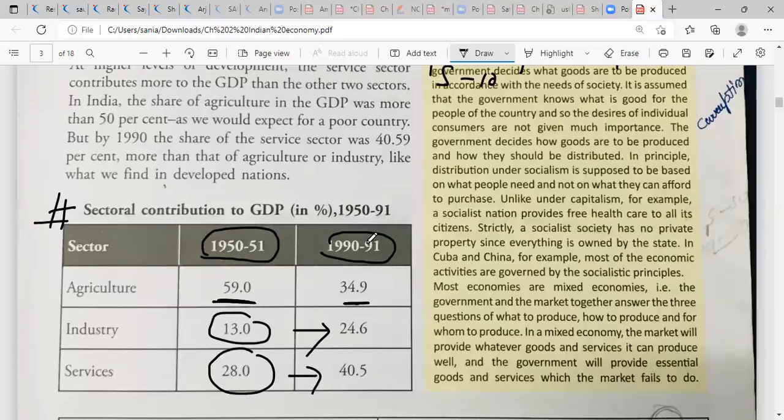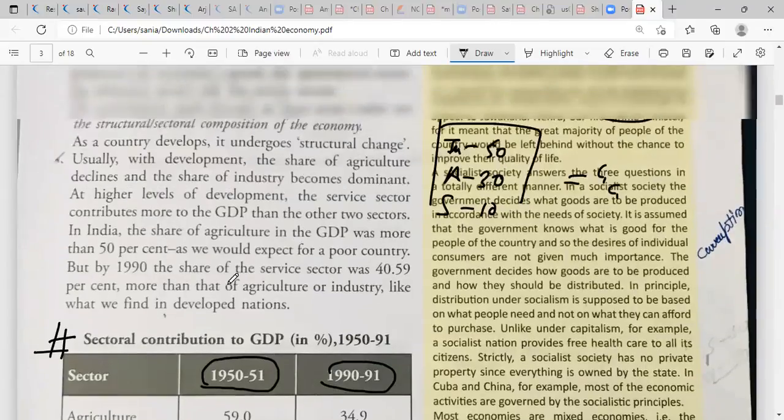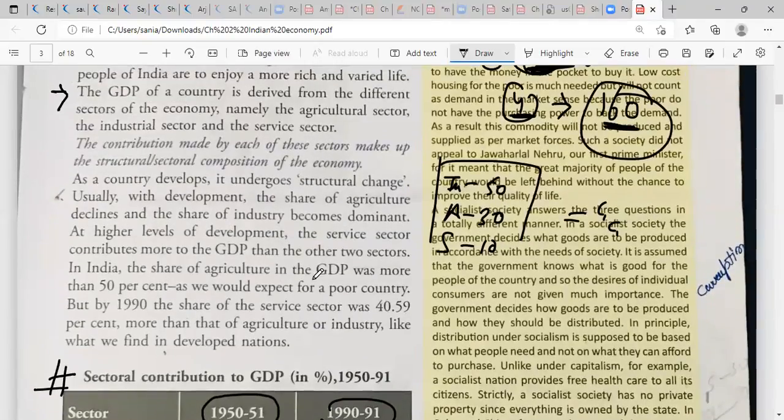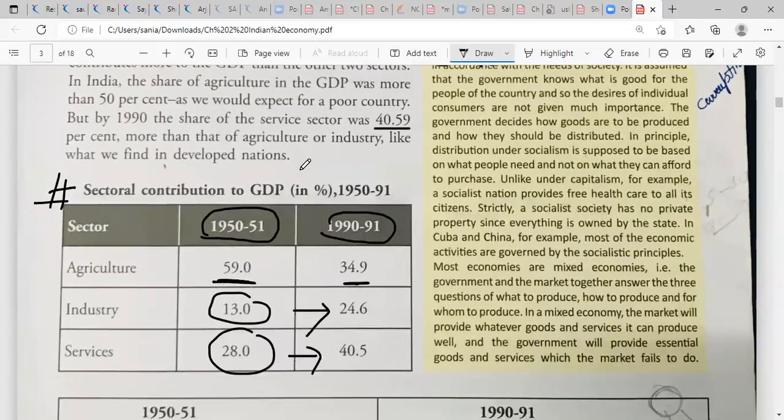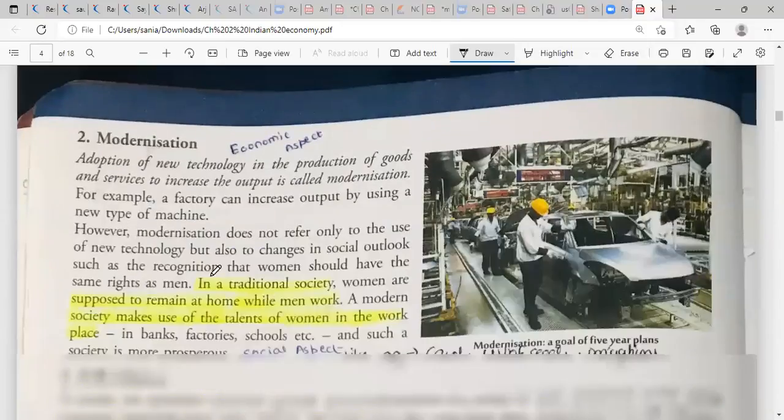Okay. Yes. Over here, it's written like this only. In India, the share of agriculture of GDP was more than 50%, as we could expect from a poor country. But by the 1990s, it came down, and then the others increased. So you're not going to write everything about it. You're just going to make this table. You'll get to know it, right?